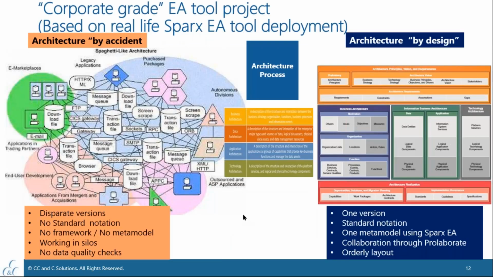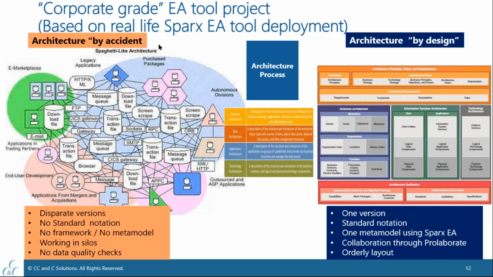This is just a couple of slides to finish with. One is about a corporate grade EA tool project using Sparx EA that we were involved in. It's a large bank, and to start with, the situation looked like something like this. I call it architecture by accident. Nobody designed the accident. It evolved over a number of years. They brought in several systems, several tools, all in a spaghetti-like fashion, not well designed.